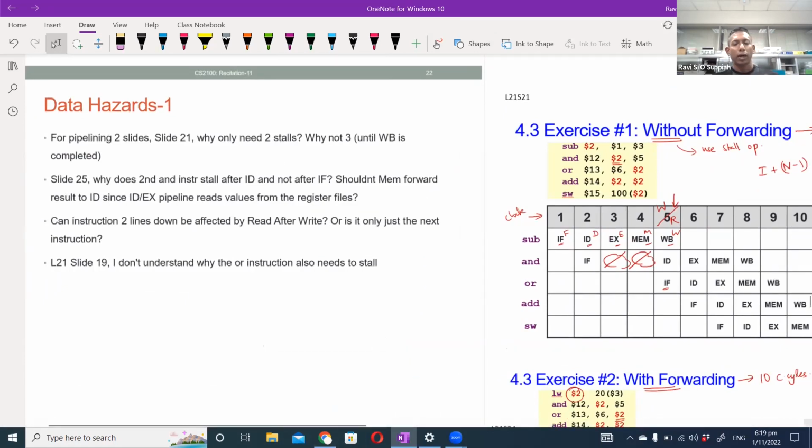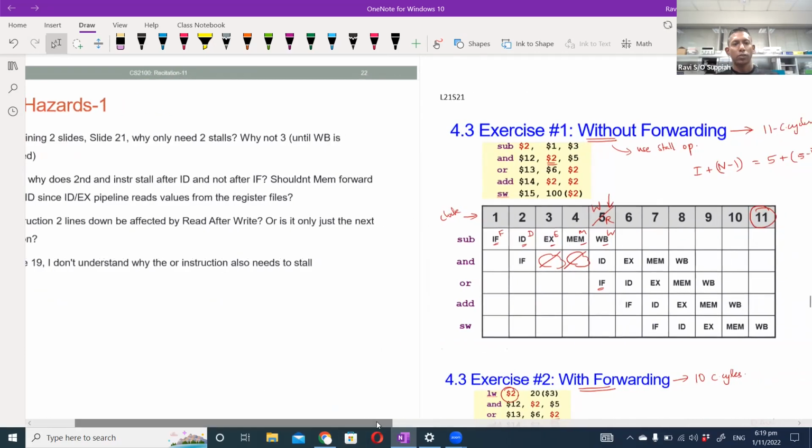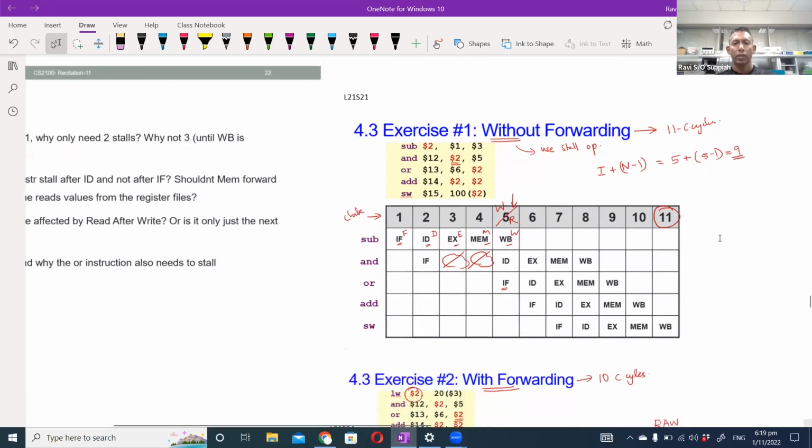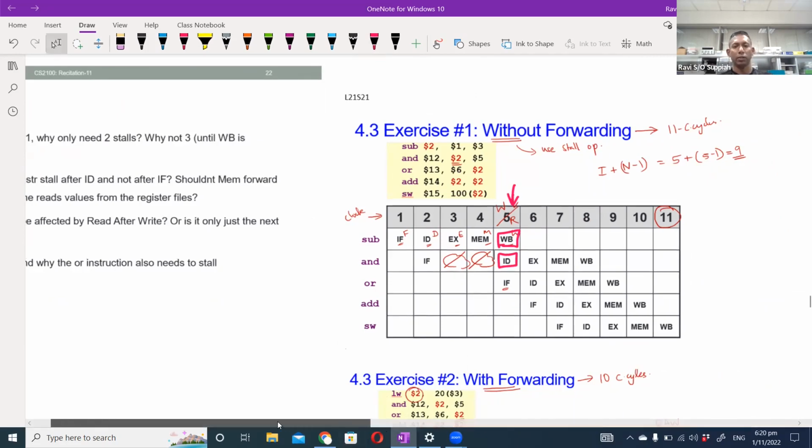For pipelining, why only need 2 stalls? Why not 3? This comes back to the idea that without forwarding, we can do a write and read in the same clock cycle for the register file. That is why I'm able to do the write back and do the read, because the write back is in the first half of the clock cycle and the read is in the second half of the clock cycle.